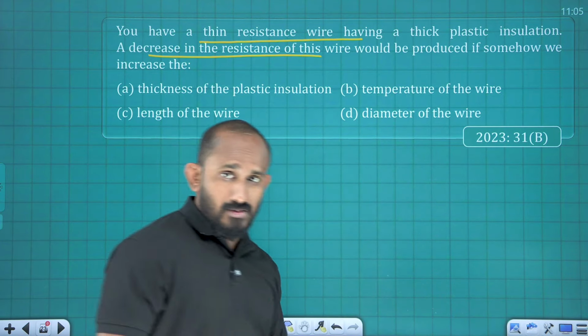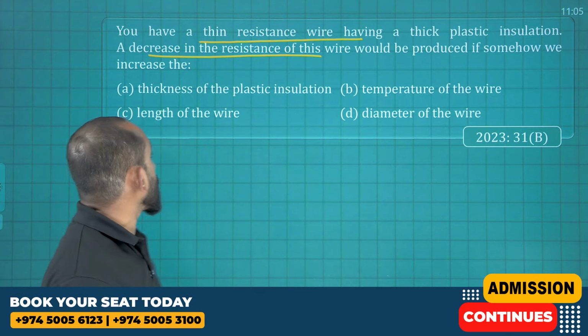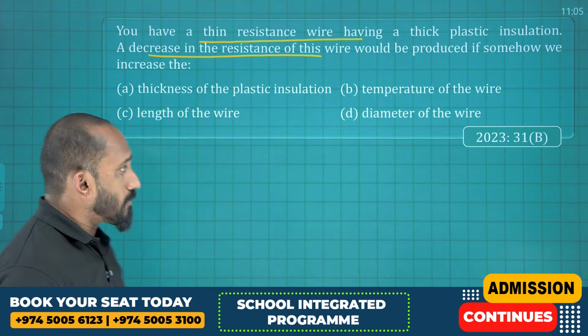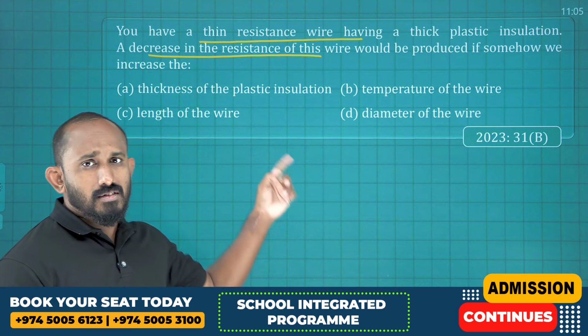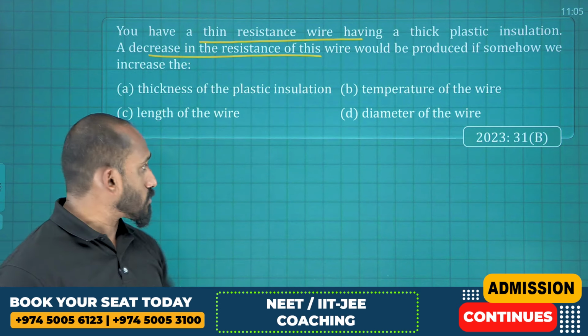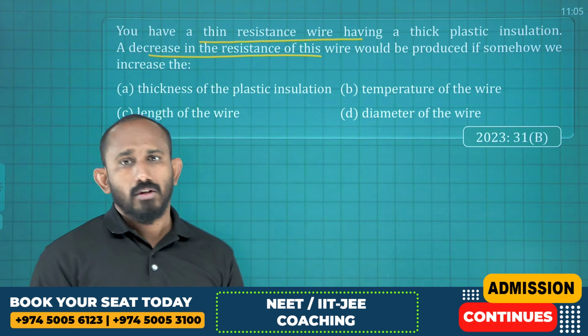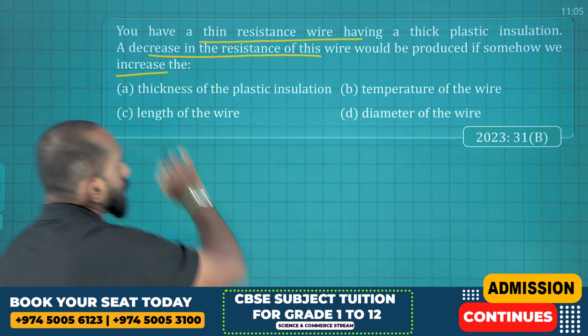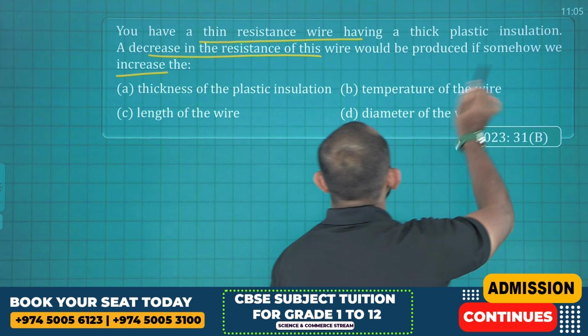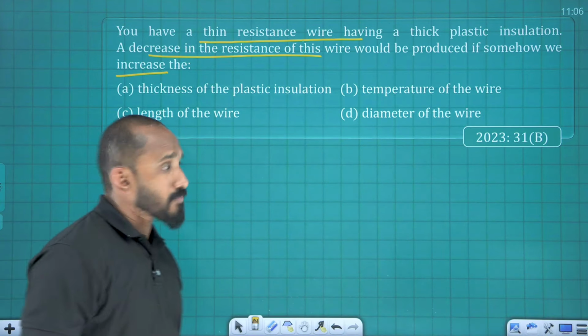Temperature of the wire you can increase. Of course, if you increase the temperature, resistance will increase. Length of the wire you can increase, then resistance will increase only. It cannot decrease. Then diameter of the wire you increase. That's the best idea.